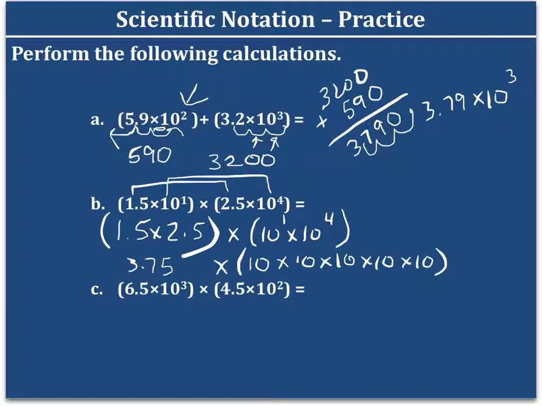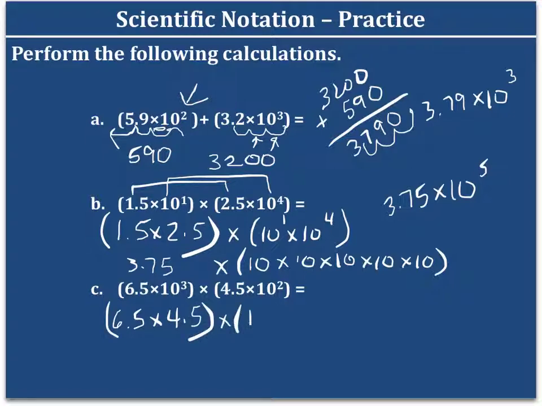So in order to get our answer, we would write 3.75 times 10 to the, and then count how many times 10 is multiplied. 1, 2, 3, 4, 5 times. So 3.75 times 10 to the 5. All right, C, last one. So we're going to do the same thing. We're going to combine our 6.5 and our 4.5. And we're going to combine our 10 to the third and our 10 squared.